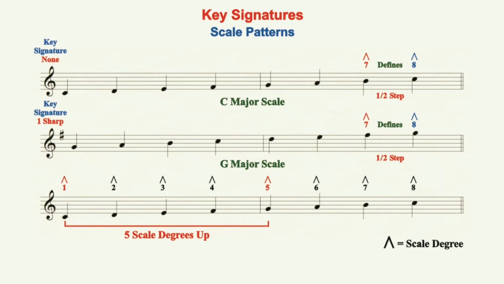Now let's take a close look at the G major scale just below our C major scale. In the same way, when we play the G major scale, we begin on a G and end on a G one octave higher, establishing the G as a tonal center.